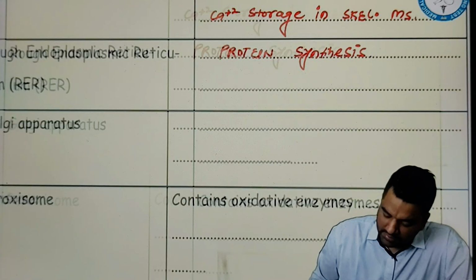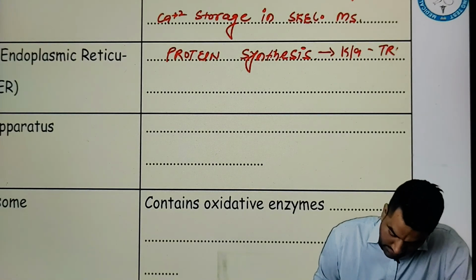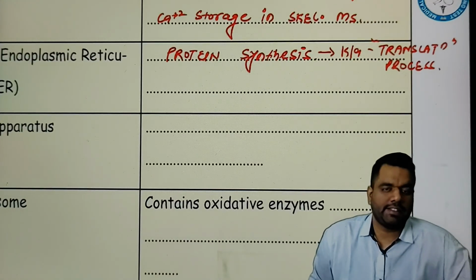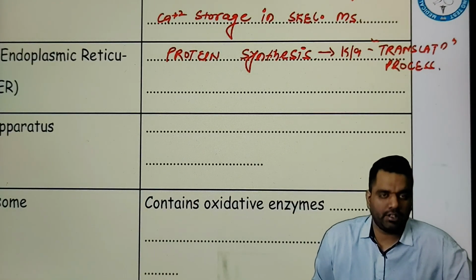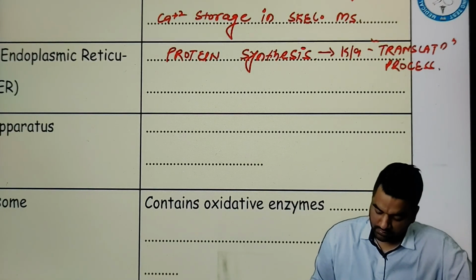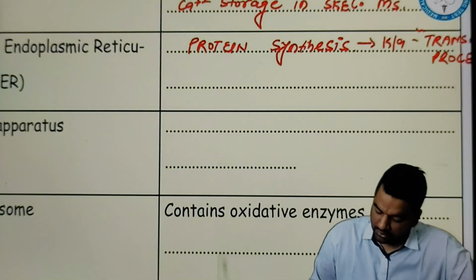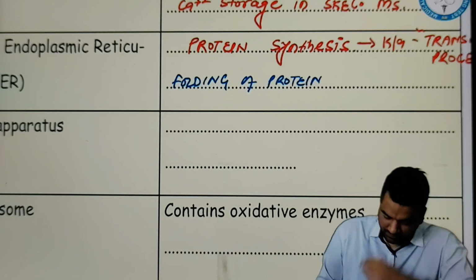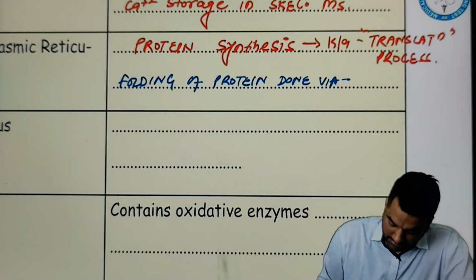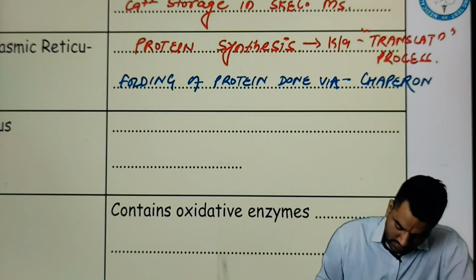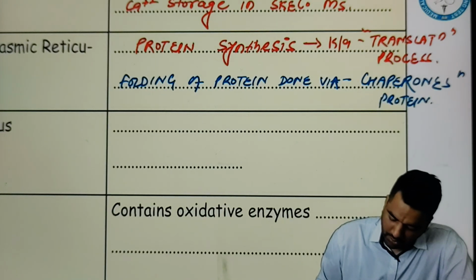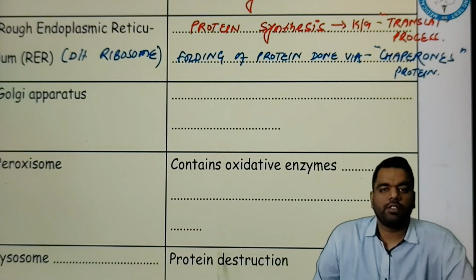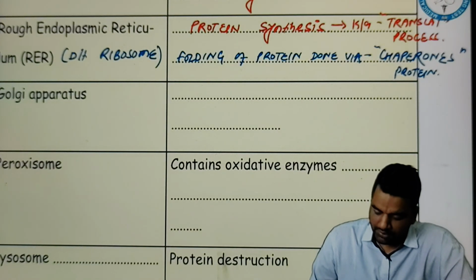This protein synthesis is known as the translation process. Then the folding of the protein: once the protein is ready, we need to fold it. Folding of the protein is done via a special protein named chaperone protein. And this happens due to which organelle? Ribosome.